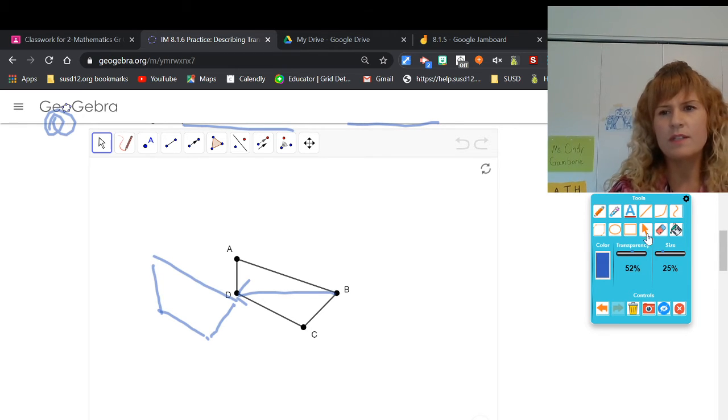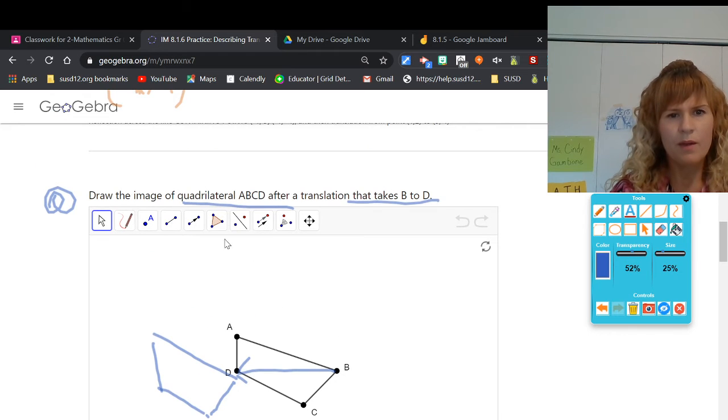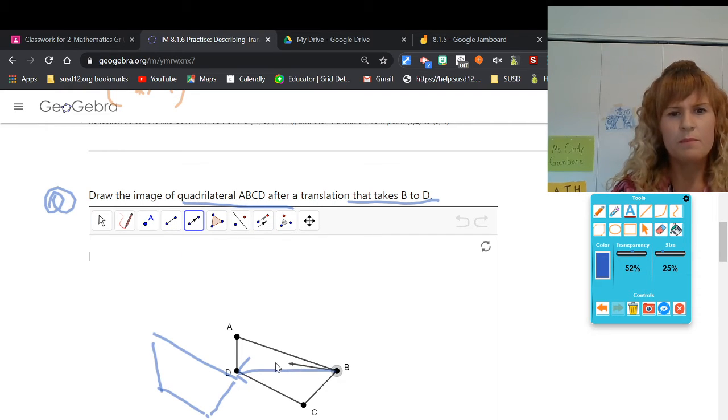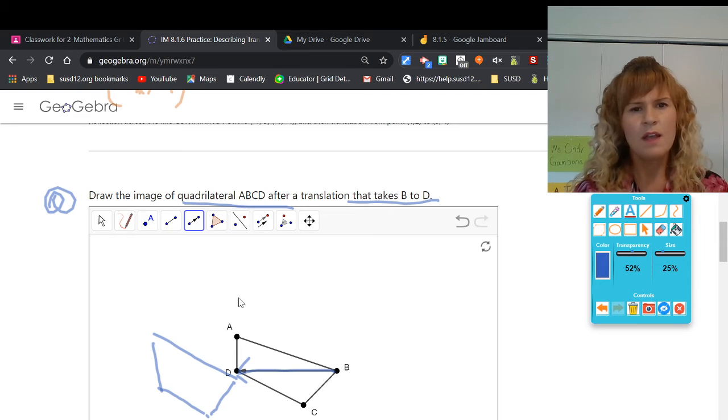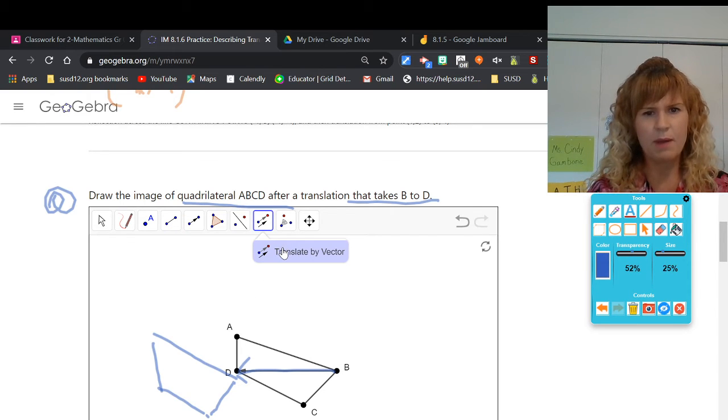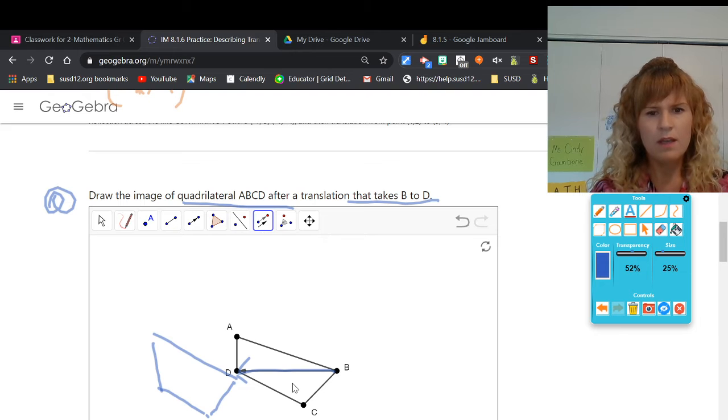Let's try using the GeoGebra tools now. I wonder if we can get these to work. Okay, so we want the Translate by Vector tool, but first we must draw the vector from B to D. Then click the Translate by Vector tool, click the polygon, and then click the line. It did not work. Let me try that again. I'm going to just undo that.